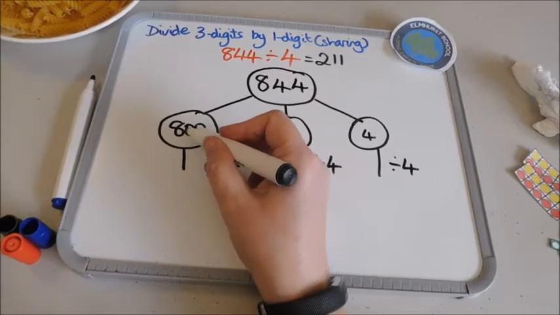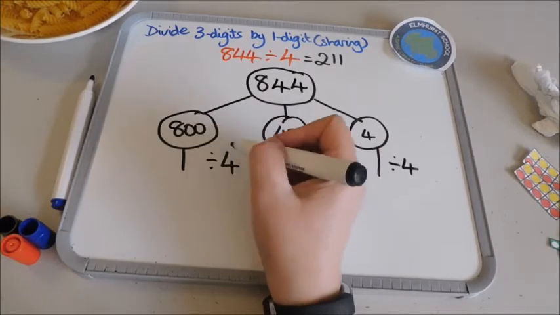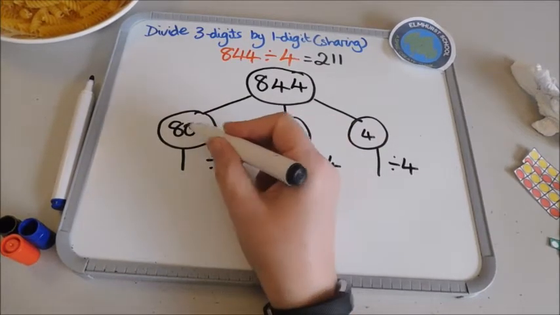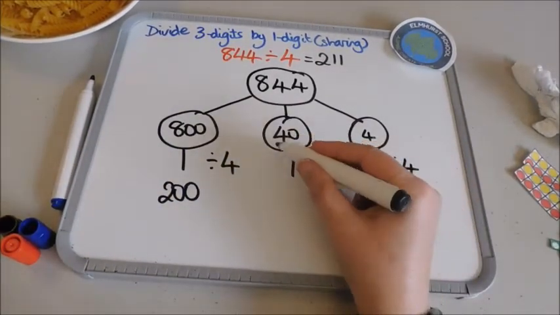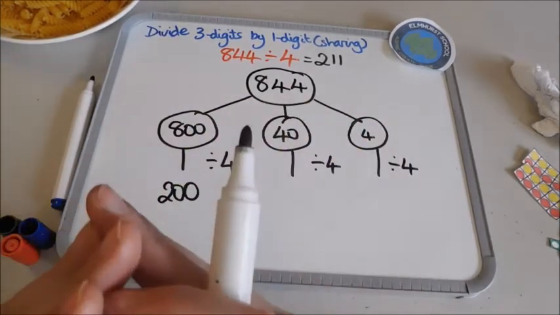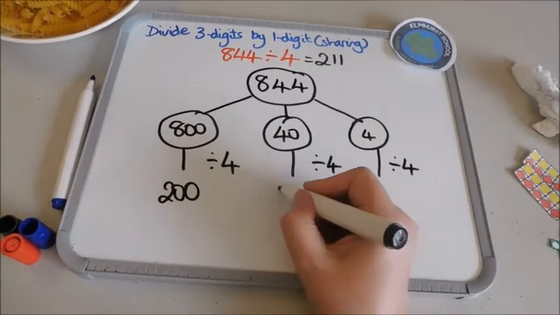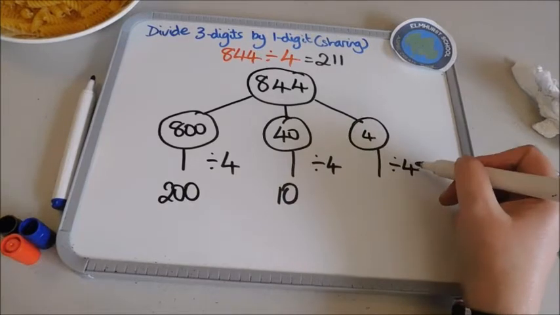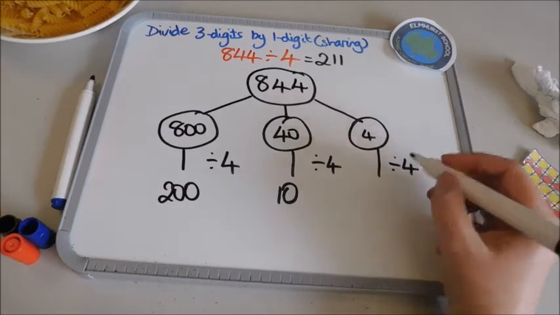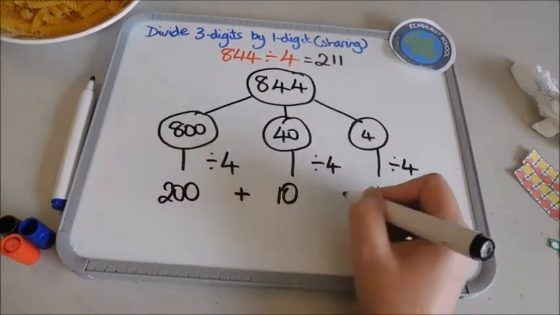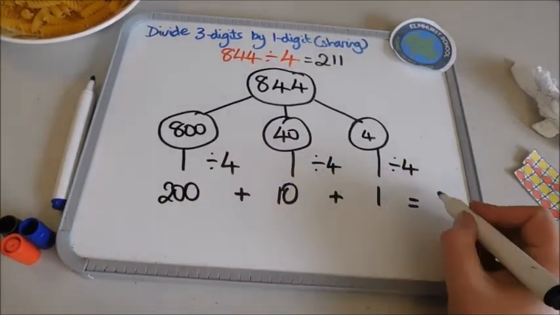So how many 4s in 800? If I split that 800, how many 4s in 8? That's 2. How many 4s in 80? That's 20. How many 4s in 800 would be 200. How many 4s in 40? I need to split 40 into 4 groups. So if I go up my 4 times table, that's going to give me 10. And then how many 4s in 4? Well, that's easy. That's 1. And then I'm going to add these up again. So my answer will be 210 plus 1 is 211.